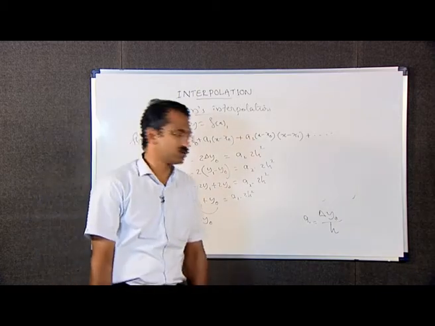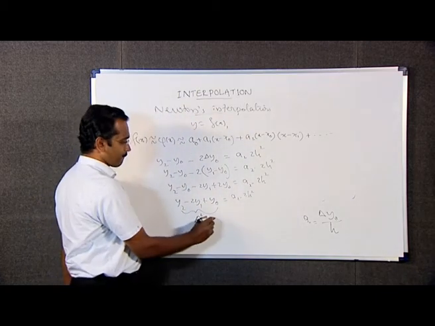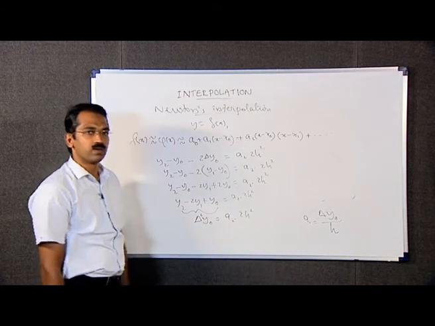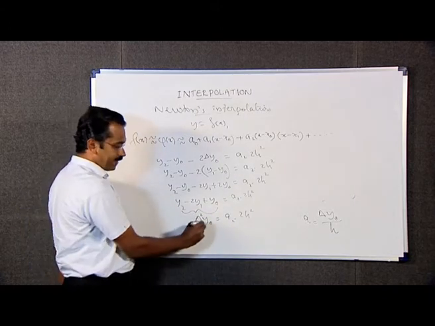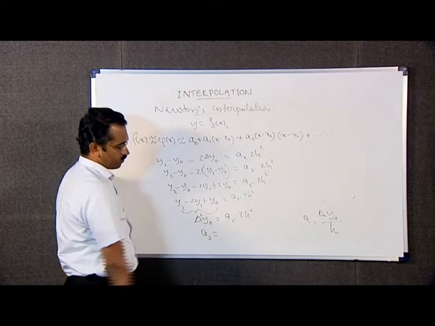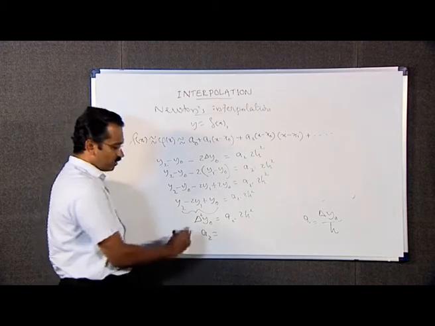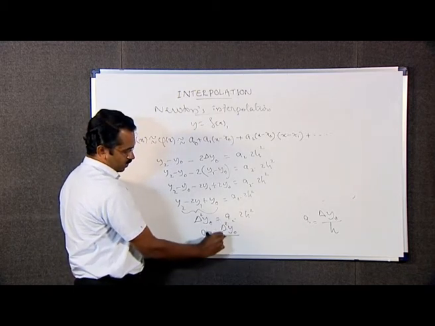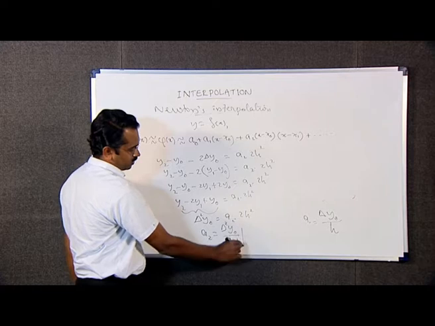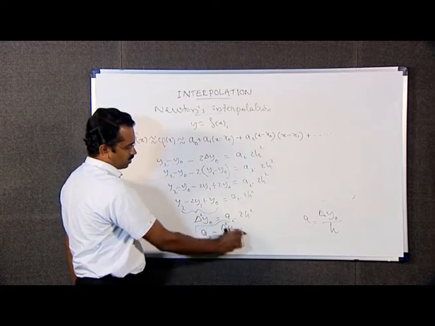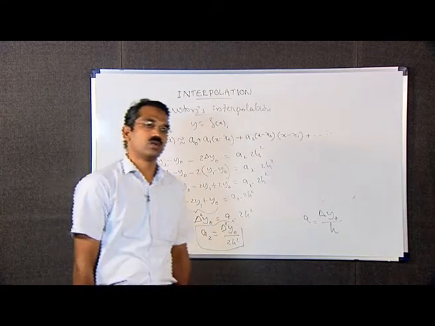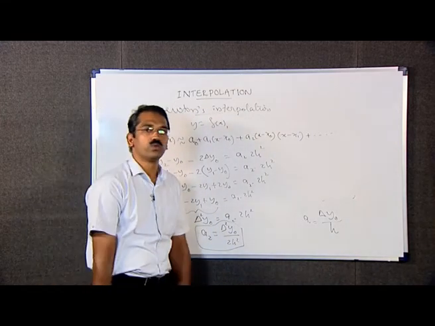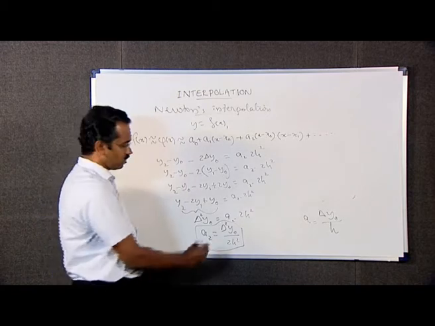Second forward difference is equal to a2 into 2h square, which gives a2 is equal to delta square y naught divided by 2h square. This is the constant a2. That is a2 is equal to delta square y naught divided by 2h square, where 2 means 2 factorial.